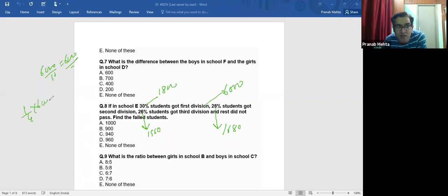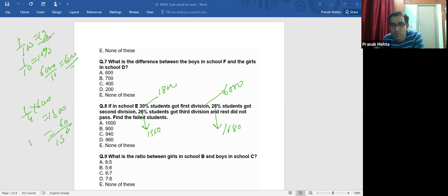1/4 of 6,000, this I'm doing in my mind, which is 1,500. And already we know 1% represents 60. So 1560. Look, 1 by 100 is always 1%, and 1 by 10 is always 10%. Remember this, your life becomes easy. So that is what I have done here.